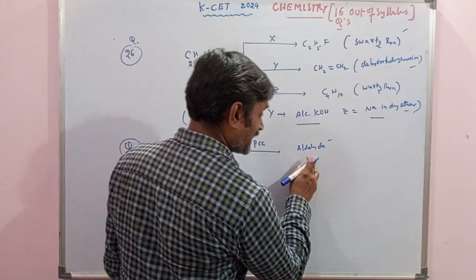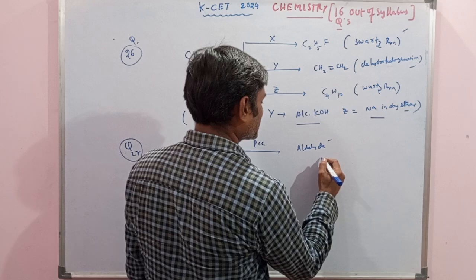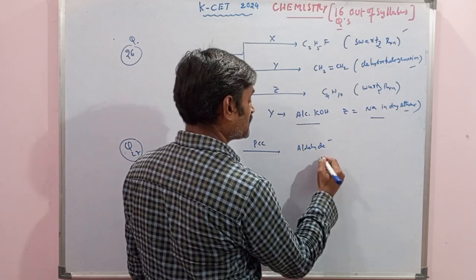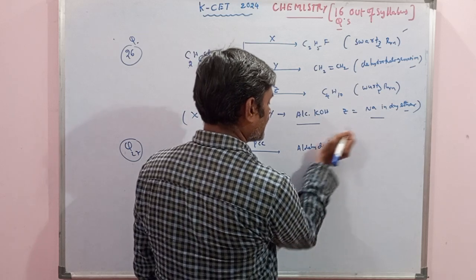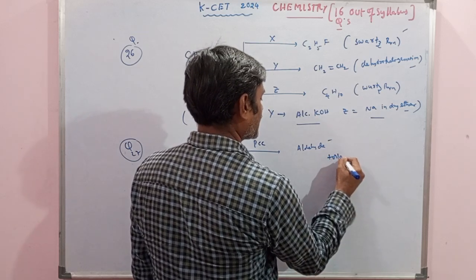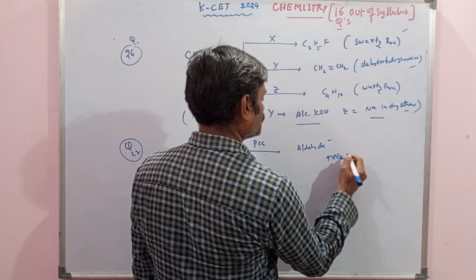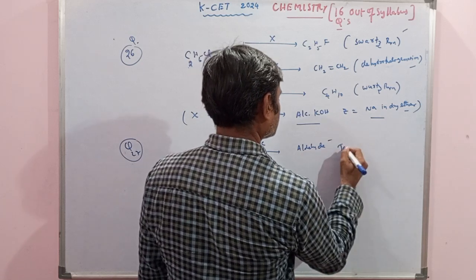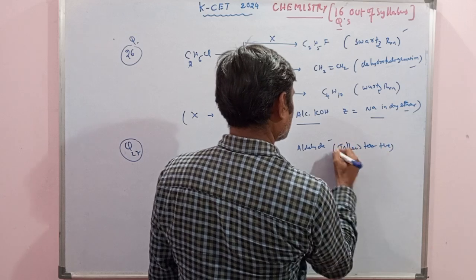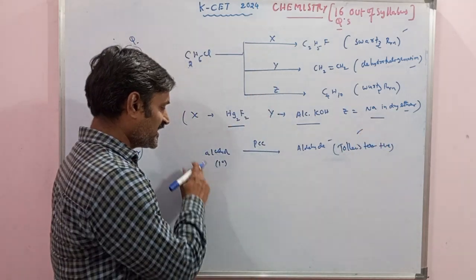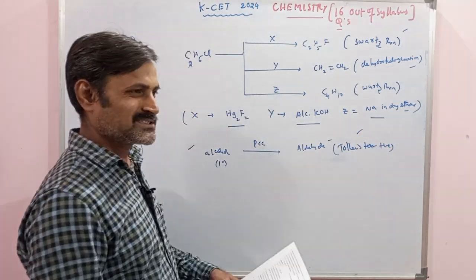Why am I saying aldehyde? Because an aldehyde gives a positive test with the silver mirror test. That means it will give the Tollens' reagent test positively. So that means you have to select the primary alcohols in the list.